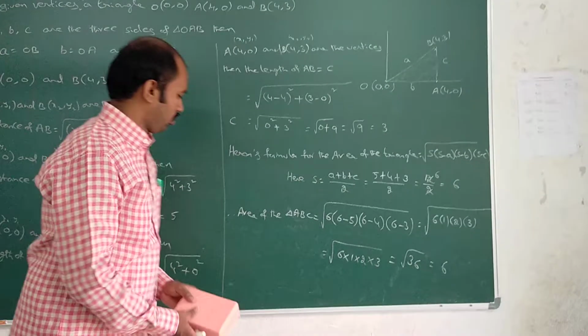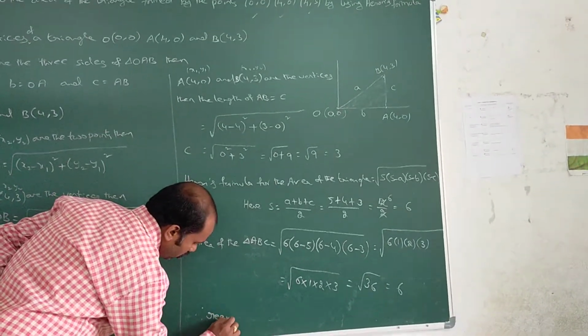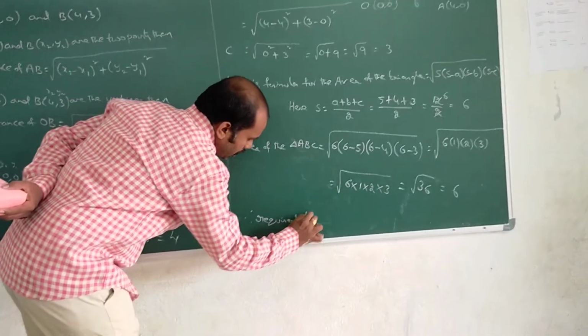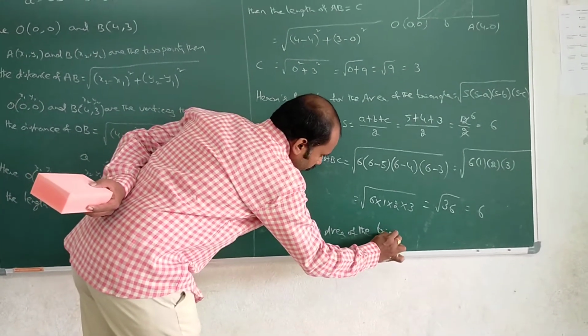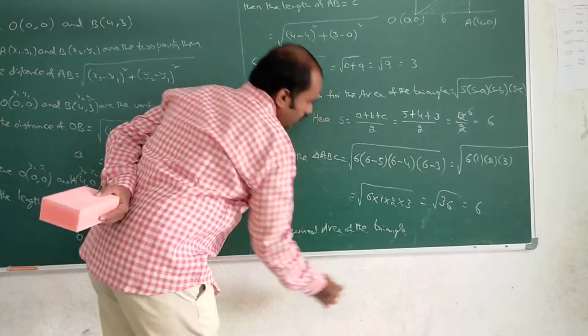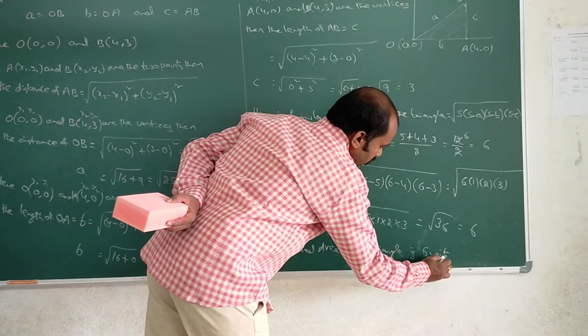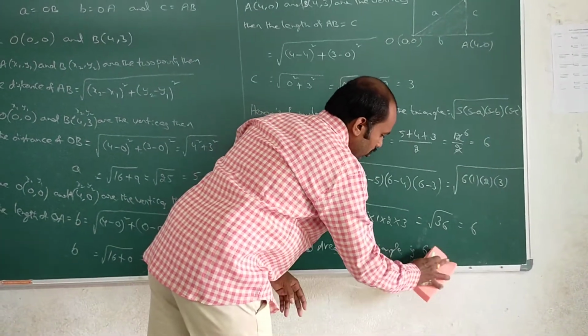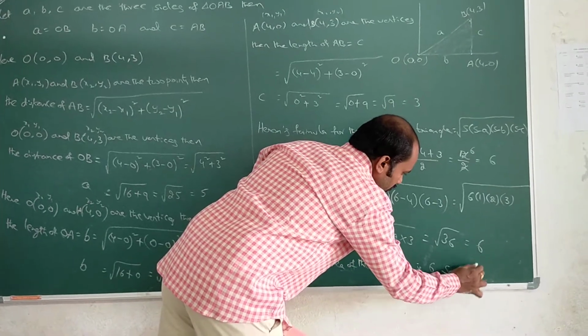6 units. So you write: therefore the required area of the triangle is 6 units. 6 square units. Area means you write square units.